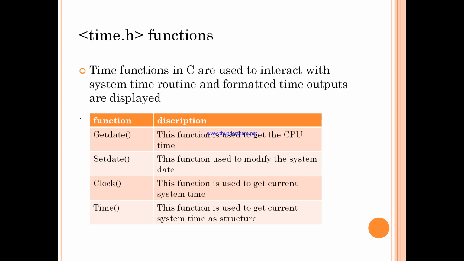Now time.h. time.h is a header file that deals with the date and time of the system. Time functions in C are used to interact with the system time routine, and formatted time outputs are displayed. getdate is used to get the date. setdate is used to modify the system date. The clock function is used to get the CPU time. The time function is used to get the current system time.